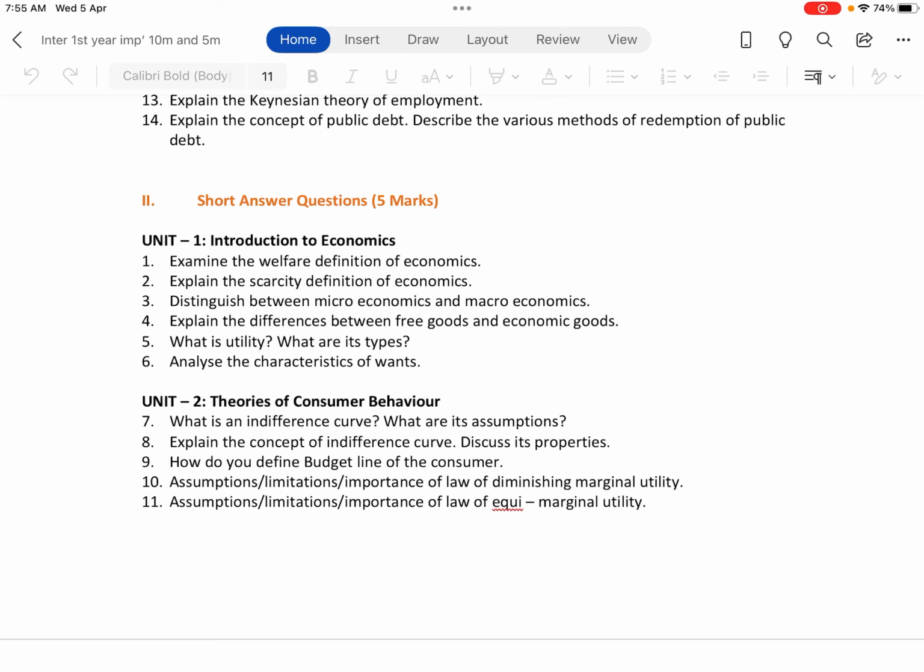Fourth one: explain the differences between free goods and economic goods. Fifth one: what is utility and what are its types? And sixth one: analyze the characteristics of wants.